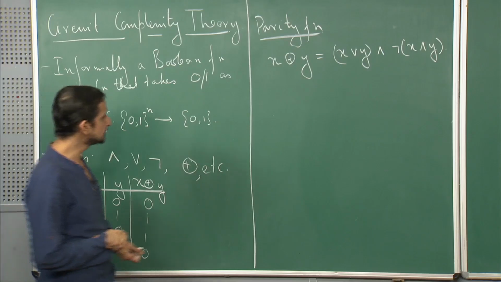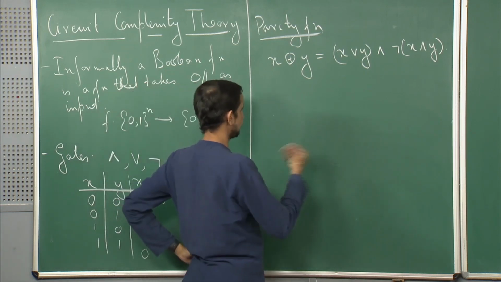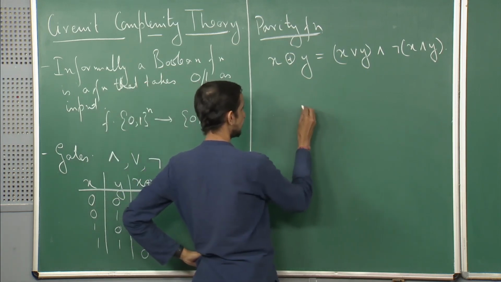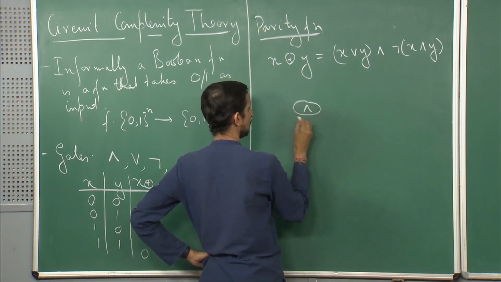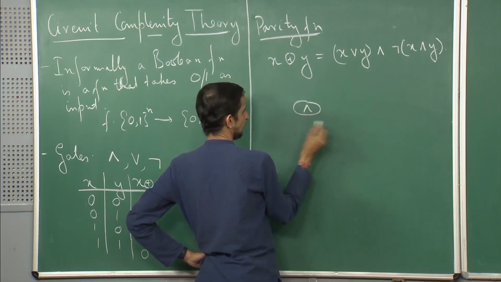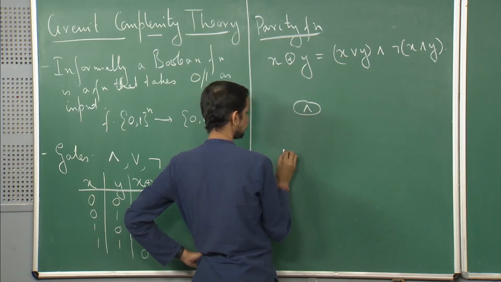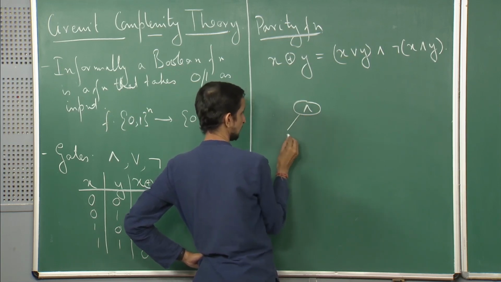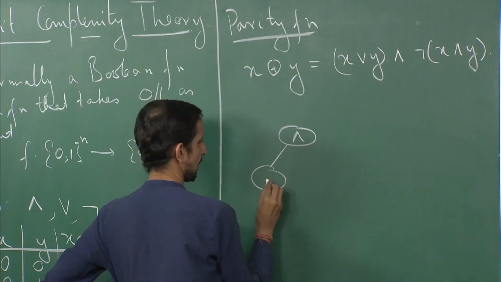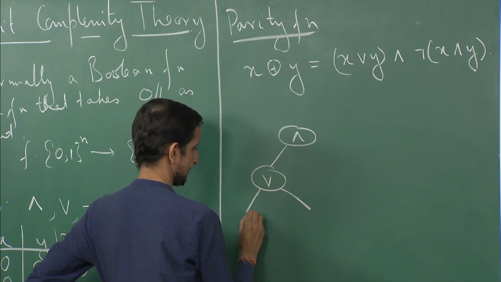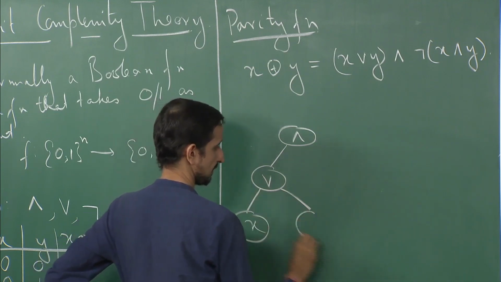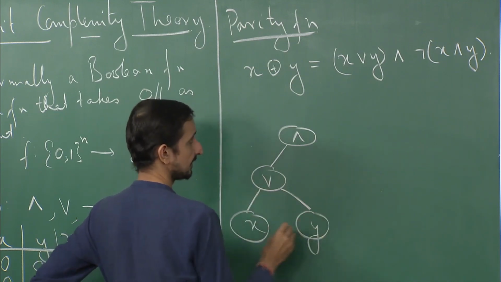Now using this definition, we can actually get a graphical representation, which is actually what a circuit is. So we can represent this as follows. I have an AND gate, and it takes x OR y as input.